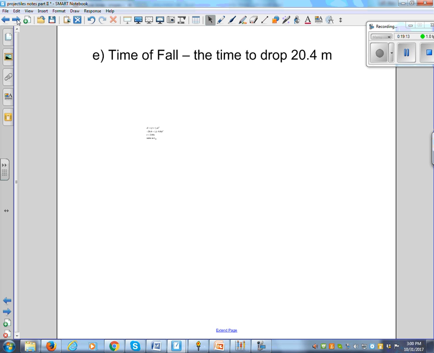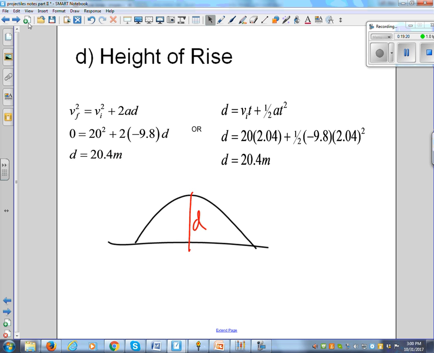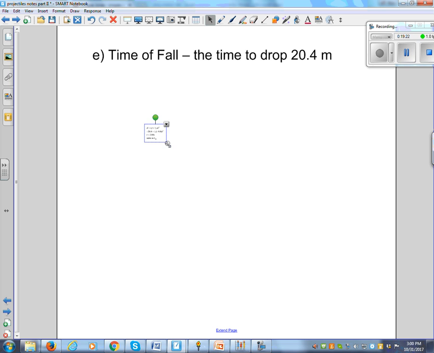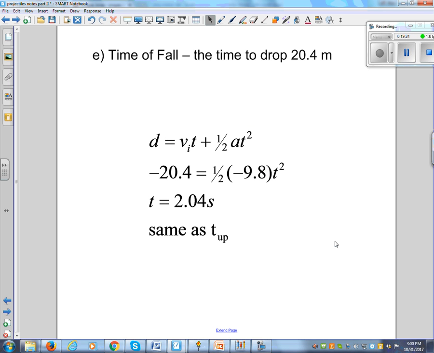Could we also figure out how long it takes to fall 20.4, because that's how high it is, right? We just figured out that it was 20.4 meters high two different ways. You think it's going to be the same? Yeah. Gee, what do you know? I like the other formula.